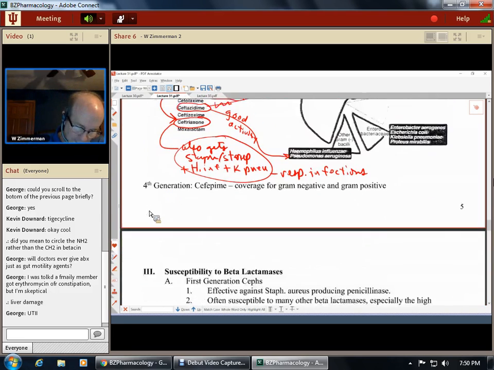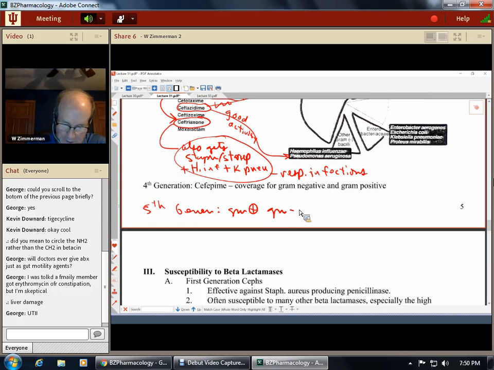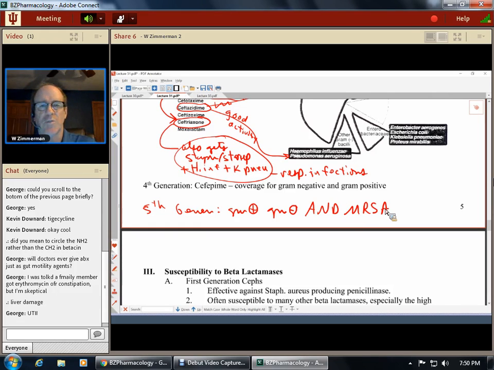And there is a fifth generation these days. And it gets gram-positives, gram-negatives, and it gets MRSA, which is a big push. But like I said, we haven't seen it used. I might go ahead and spell it out, but it's not on your drug list. Ceftaroline. Well, unfortunately, we're not using it much.